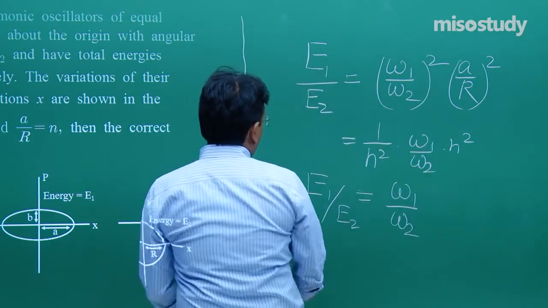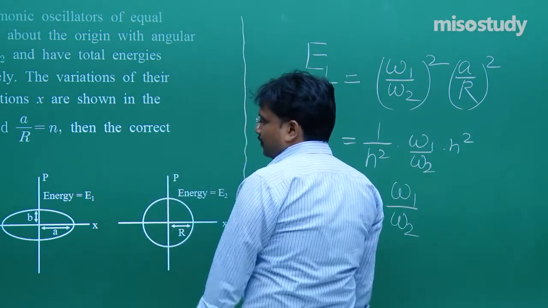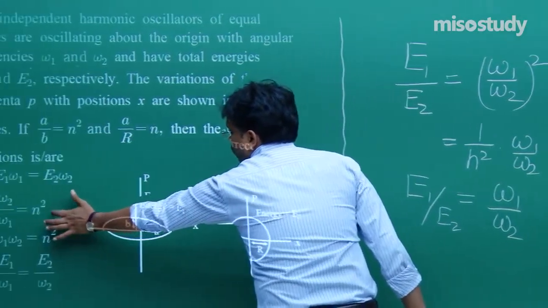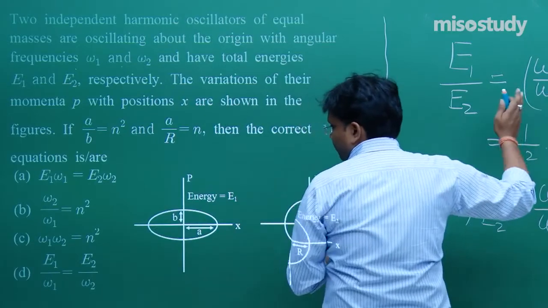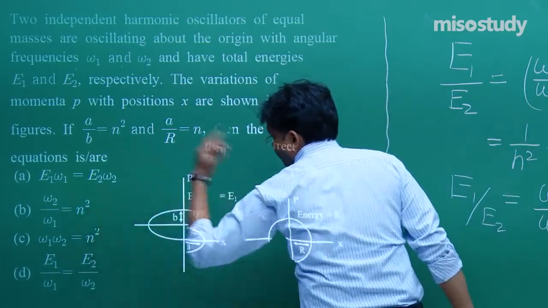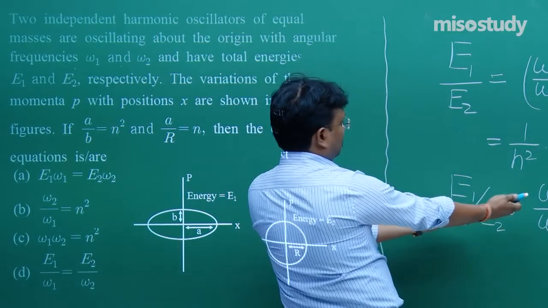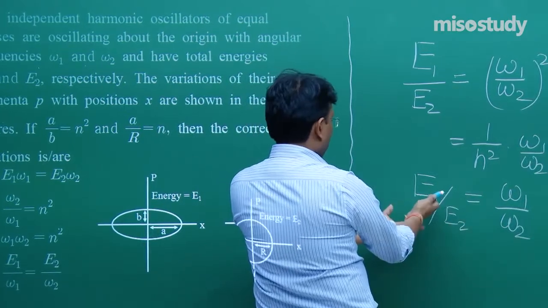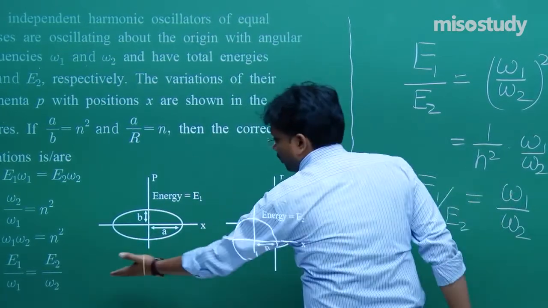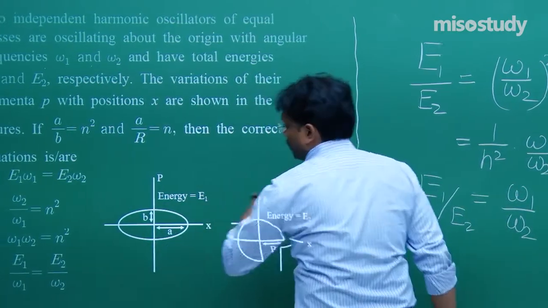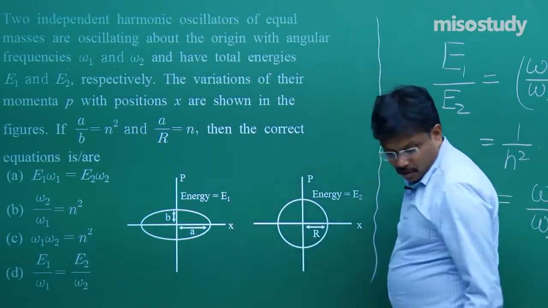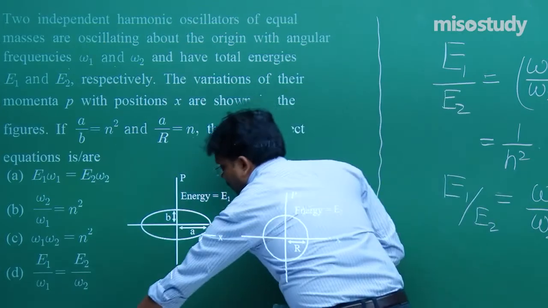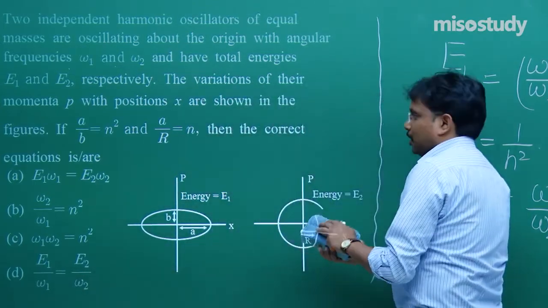Now if you analyze the situation, you will say B, omega 2 upon omega 1, which we calculated just 2 minutes back, is correct, and this is in front of you: E1 upon omega 1 is equal to E2 upon omega 2. So option number D is the correct option. The approach I explained. The problem is not a difficult one, but up to some extent visualization is required.